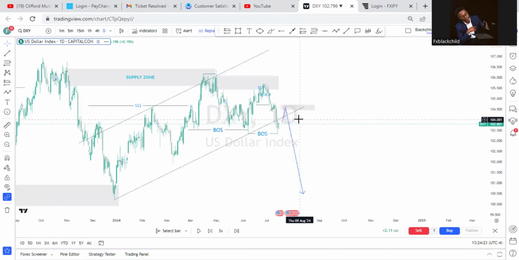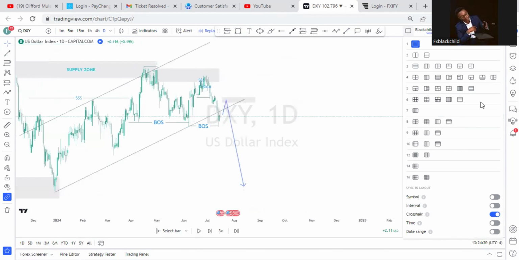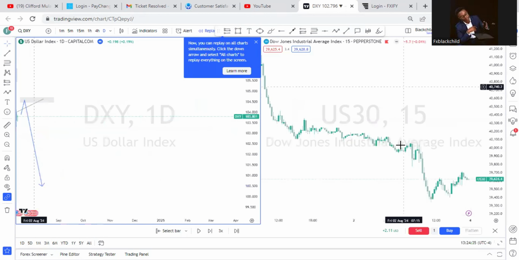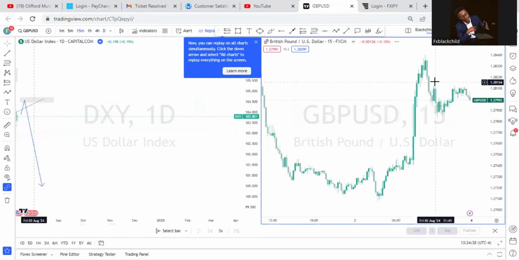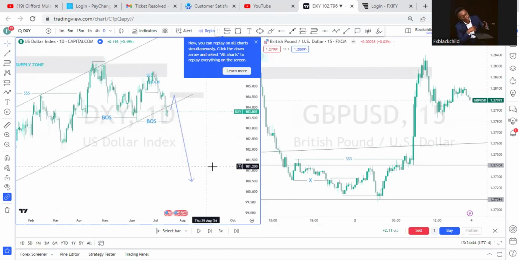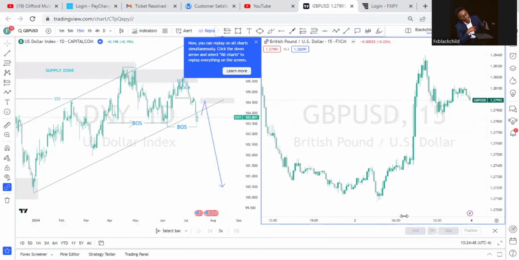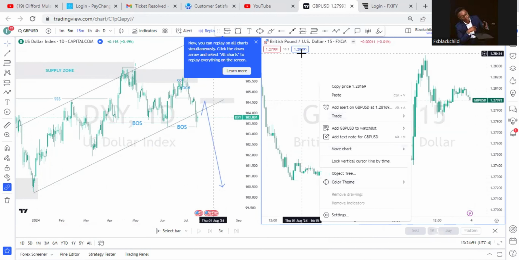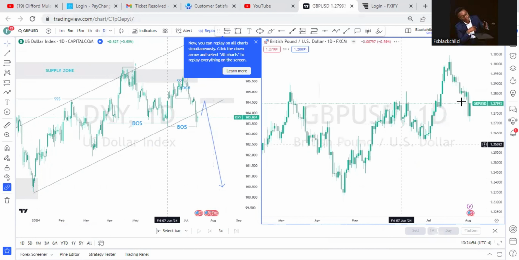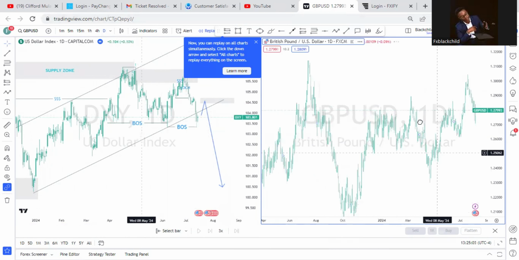So why am I analyzing the DXY? What does this tell us? So the next thing that I'm gonna do is I'll take you on another pair which corresponds so well with what we are looking at. So I'll take you on GBPUSD, and I want to show you the correlation between these pairs. So this is the setup that you're seeing on DXY, and I need to remove everything on GBPUSD and also go on a daily, so that you can actually have a picture of what we're talking about. Okay, so this is on a daily, and this is also GBPUSD on a daily, right?